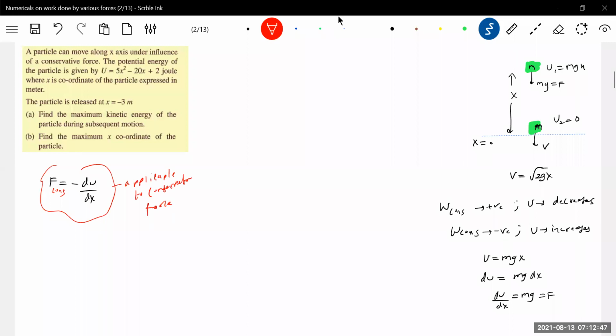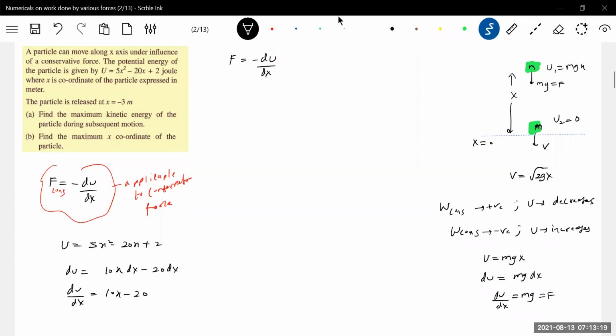Now we have the potential energy here, so let's differentiate this equation and see what can be obtained. So dU equal to 10x minus 20 dx. So dU by dx equal to 10x minus 20. Now we know F should be equal to minus dU by dx. So therefore this will become F equal to minus 10x plus 20.